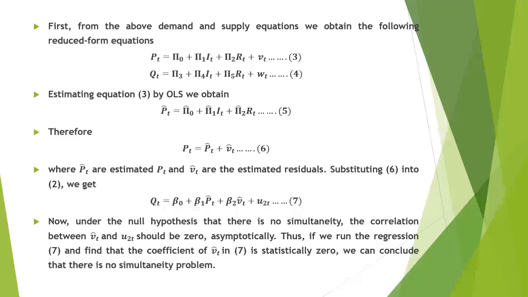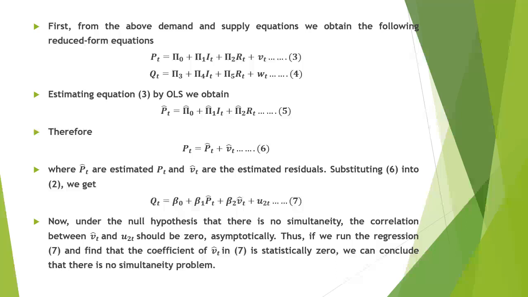Therefore, Pt can be represented as the sum of estimated Pt plus estimated residuals. Pt is equal to P hat t plus V hat t, where P hat t are the estimated Pt and V hat t are the estimated residuals. Substituting equation 6 into equation 2, you get Qt is equal to beta 0 plus beta 1 P hat t plus beta 2 V hat t plus u2t.